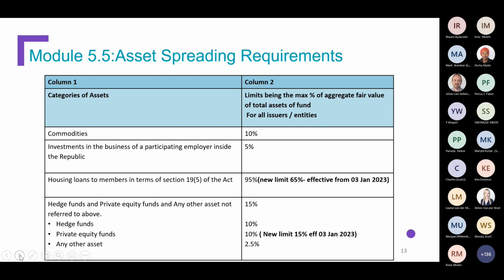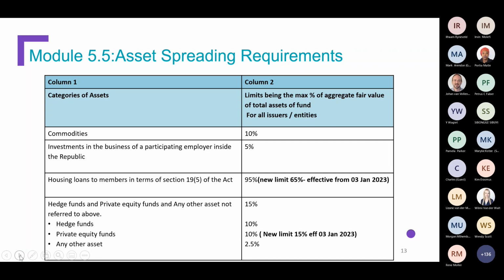The limit for commodities is 10%. Investment in the business of the participating employer is up to 5%, as long as that participating employer is trading within the borders of the Republic. They can also invest in housing loans to members, which is regulated in terms of Section 19(5) of the Act. They can invest up to 95% for now.